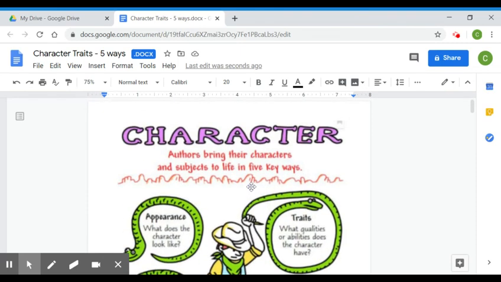Hey guys, we just talked about character, and you have the tools in your toolbox to be able to help answer any questions that might come up about characters and stories that you read.